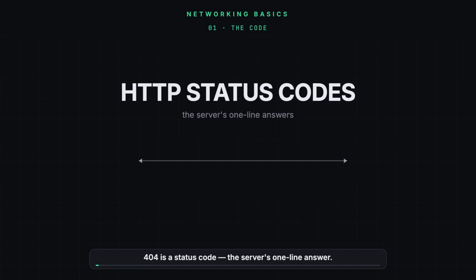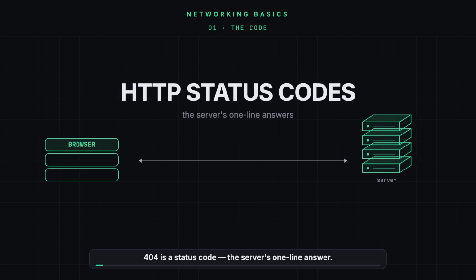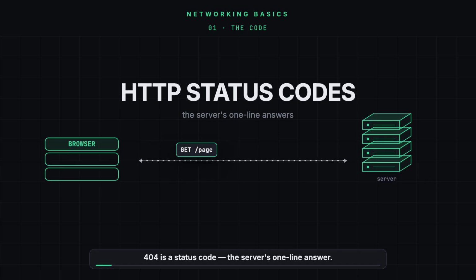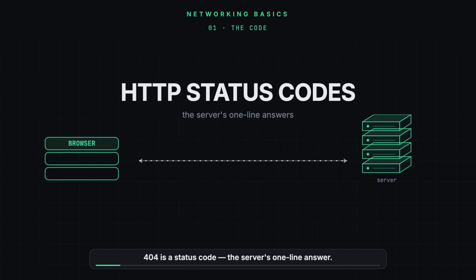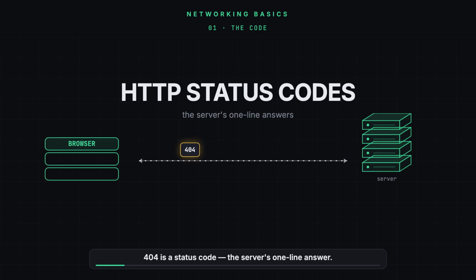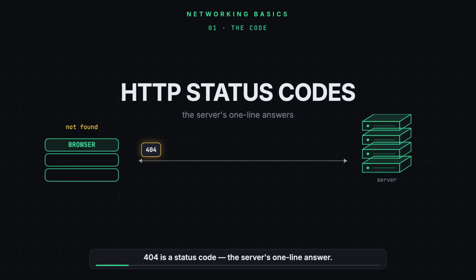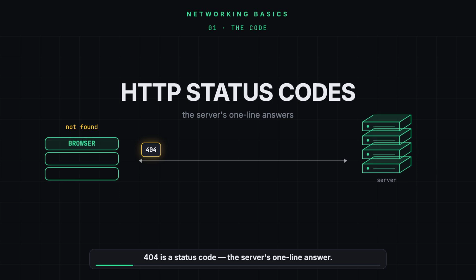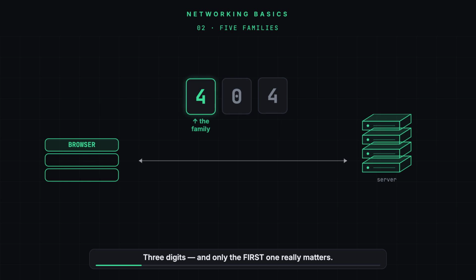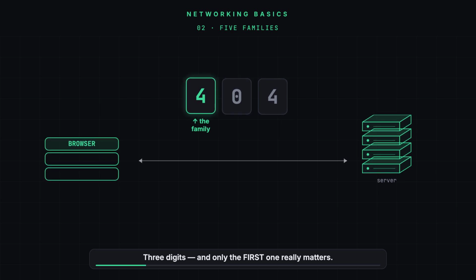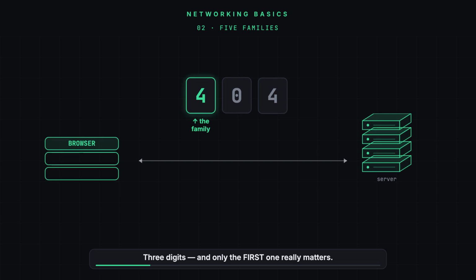You click a link and the page just says 404 not found. That number is an HTTP status code, the server's one-line answer to everything your browser asks for. And once you can read them, broken websites start explaining themselves. Every time your browser asks for anything, a page, an image, a login, the server replies with a 3-digit code.